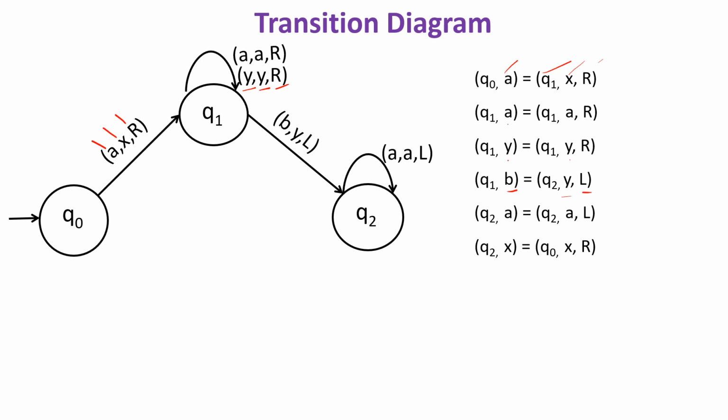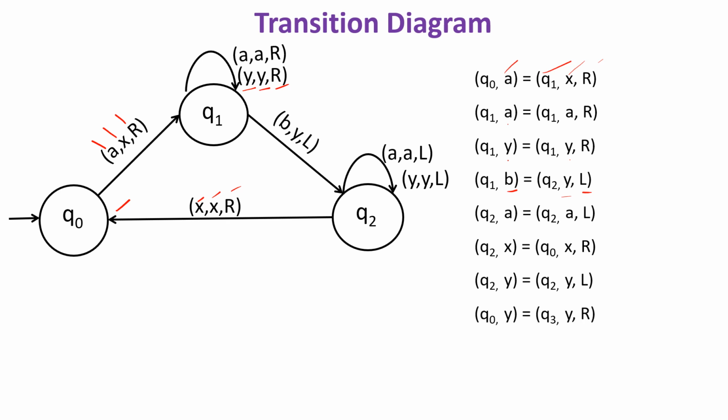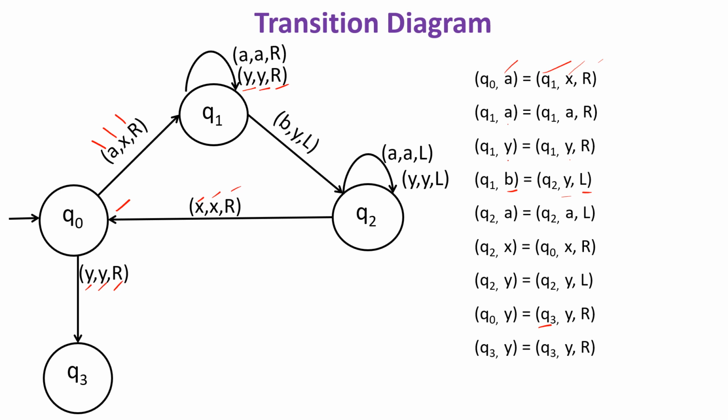Q2X, so from Q2 for X, it is going to Q0. So from Q2, we'll be having a transition to Q0, wherein X is kept as it is and move towards the right. Q2Y, again will take a self loop. Q0Y will go to a new state, Q3, where Y is kept as it is and move towards the right. From Q3, a self loop for input symbol Y and move towards the right.